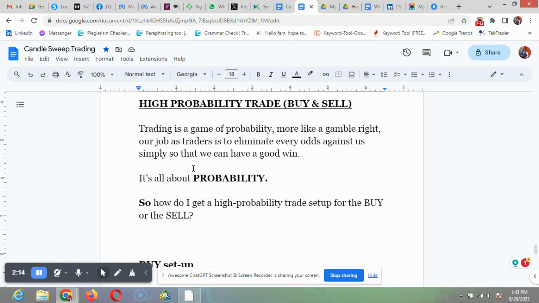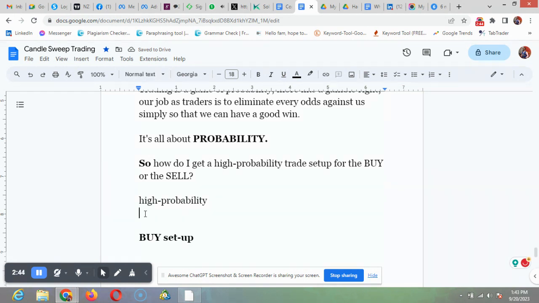All right, so in trading there are two kinds of trade. I hope you guys understand the gist. The first is what we call a high probability trade. And we also have another one that we call the low probability trade, right? I hope this makes sense.